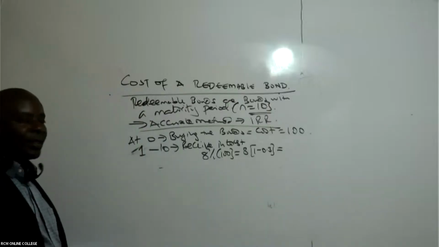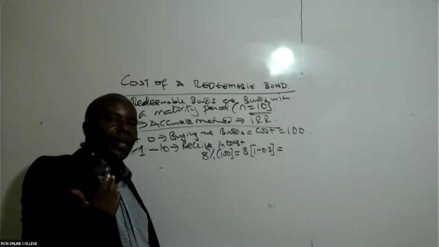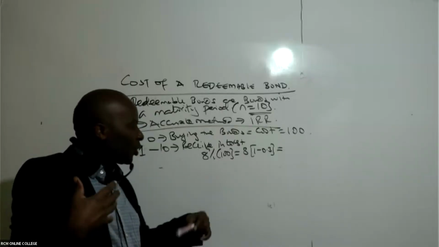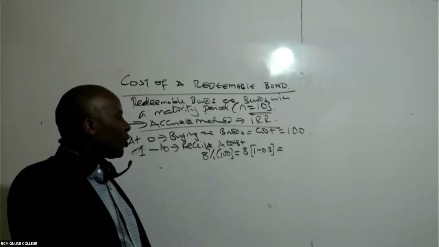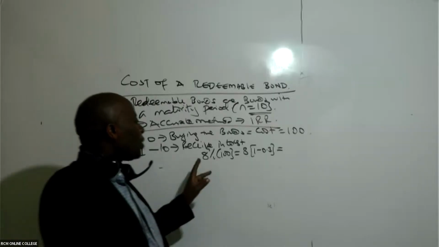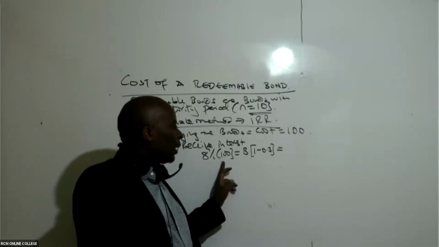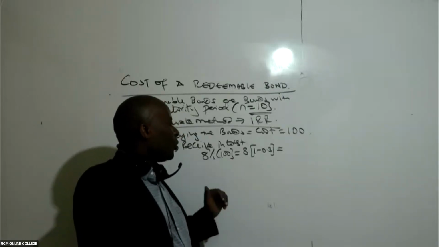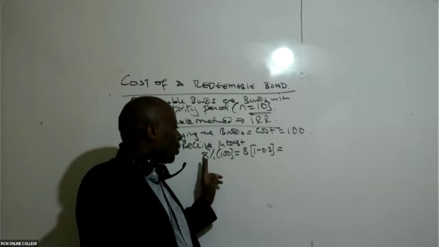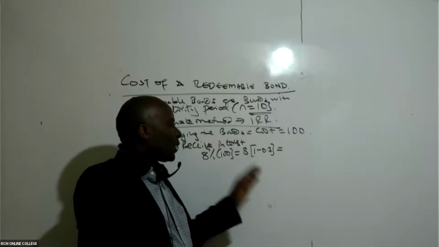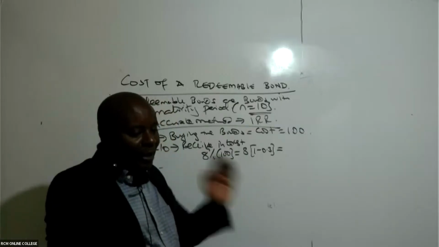Remember, interest is like KD. That has always to be tax adjusted. KD must always be tax adjusted. So remember, the rate of interest is normally multiplied with the par value. So 8 over 100 times 100, this gives me 8. 8 times 0.7. How much am I getting?